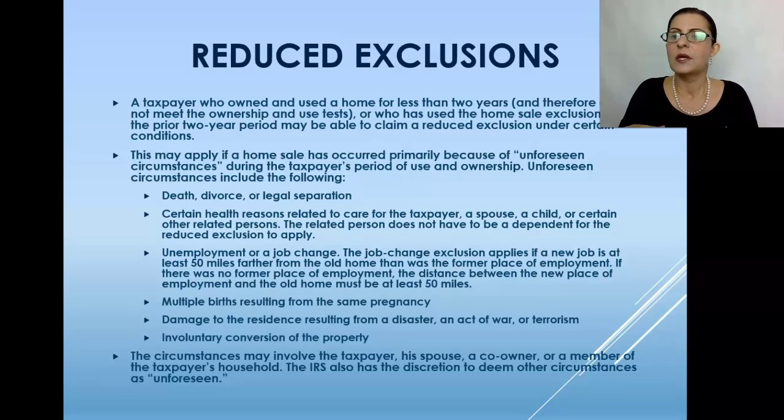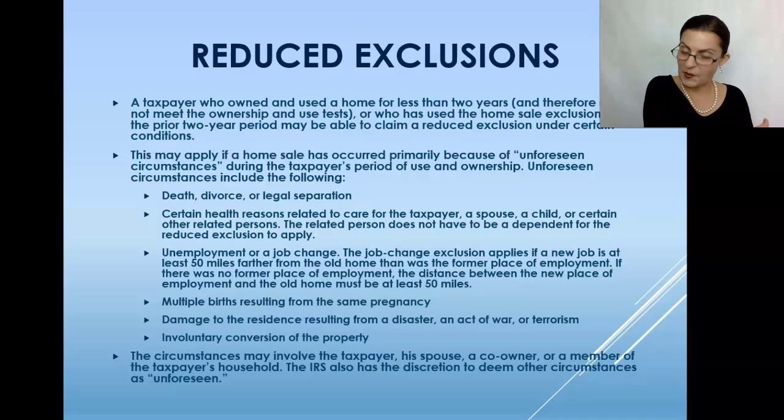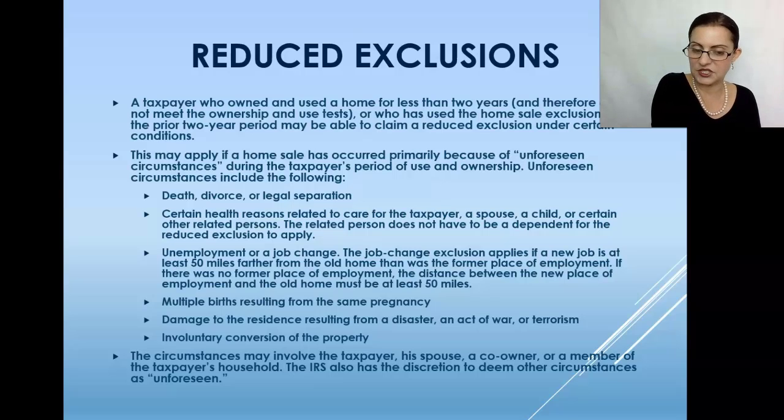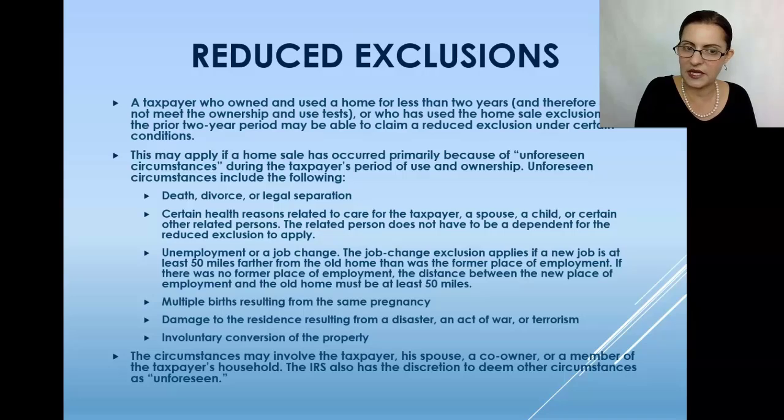I would be able to exclude a portion of the gain, and it would qualify for reduced exclusion because it's a certain health-related reason. Right? It's my father, in the example that I just gave you. He doesn't have to be someone who's listed as a dependent on my tax return. It can be a close family member, and that will still qualify.